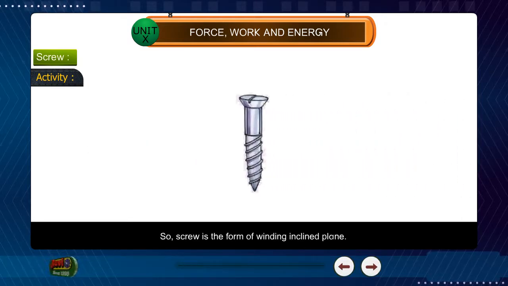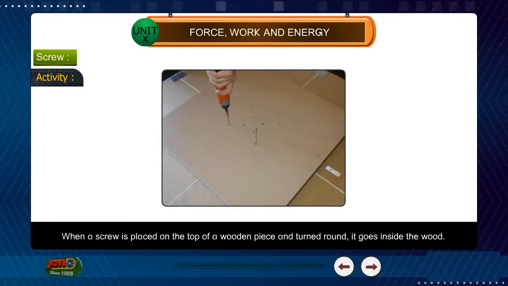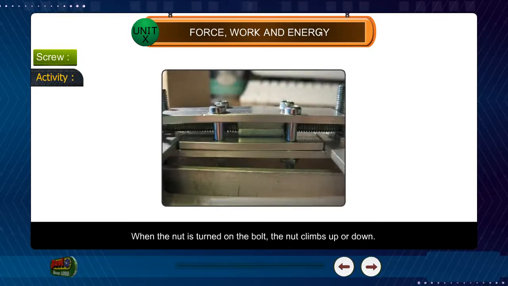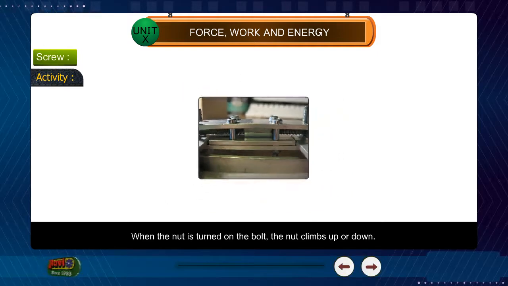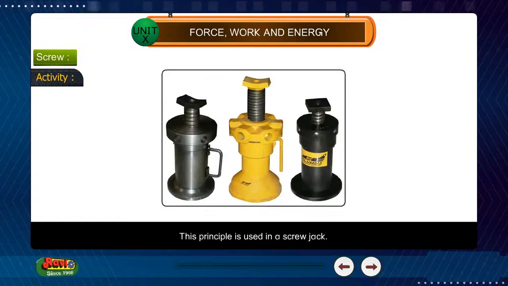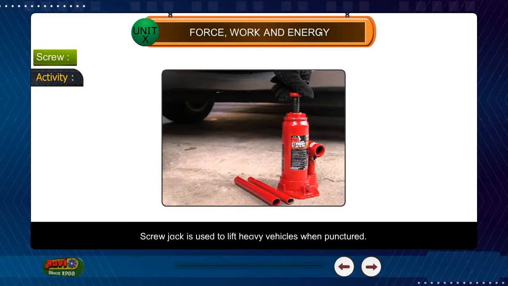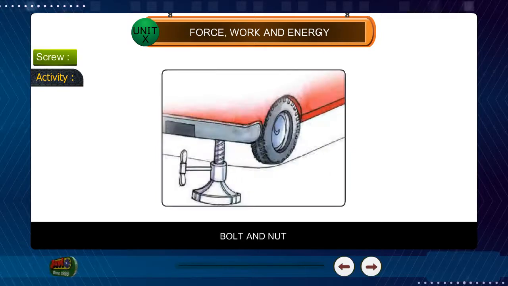So, a screw is the form of a winding inclined plane. When a screw is placed on top of a wooden piece and turned round, it goes inside the wood. Bolt and nut is a type of arrangement like a screw. When the nut is turned on the bolt, the nut climbs up or down. This principle is used in the screw jack. A screw jack is used to lift heavy vehicles when punctured. Bolt and nut.